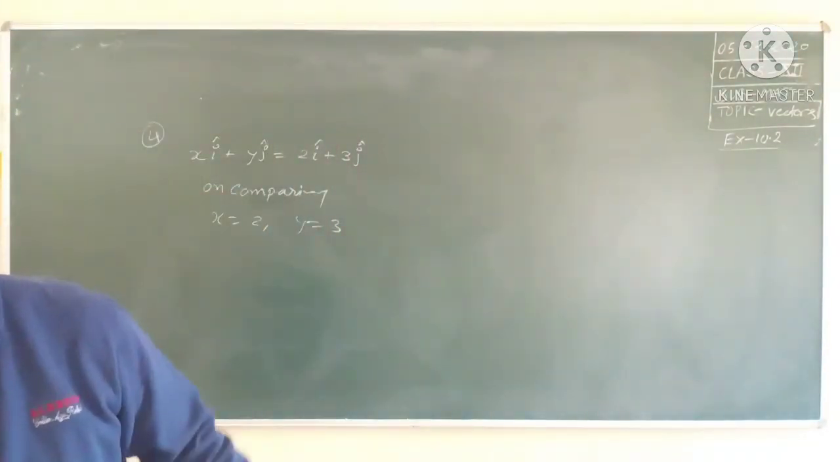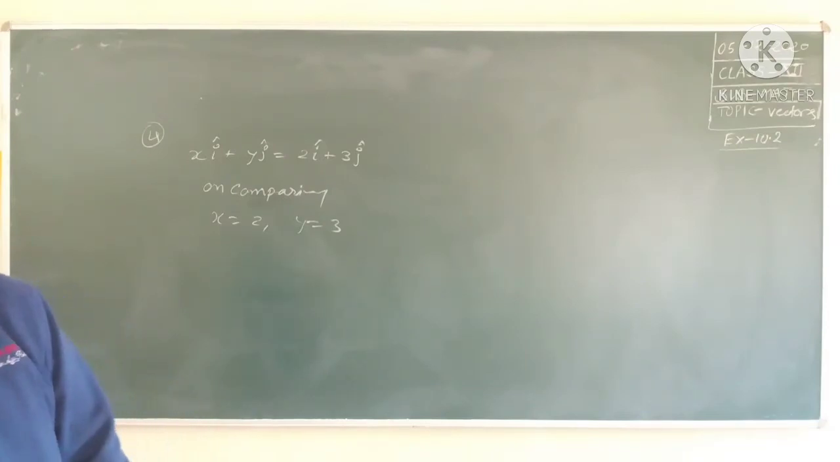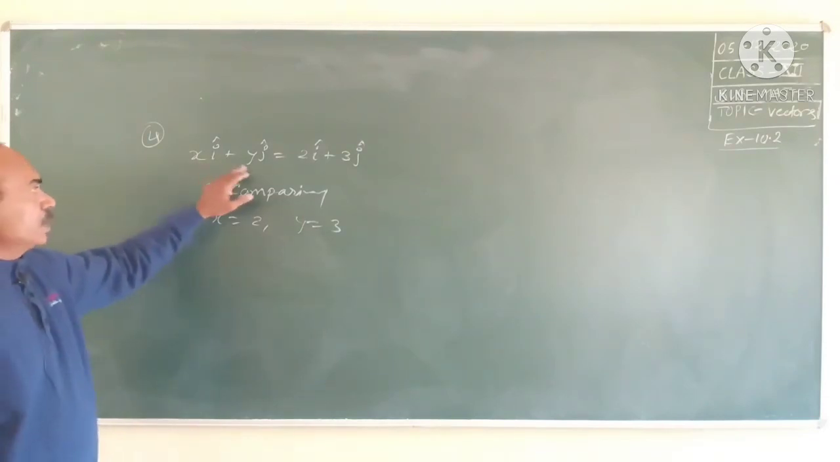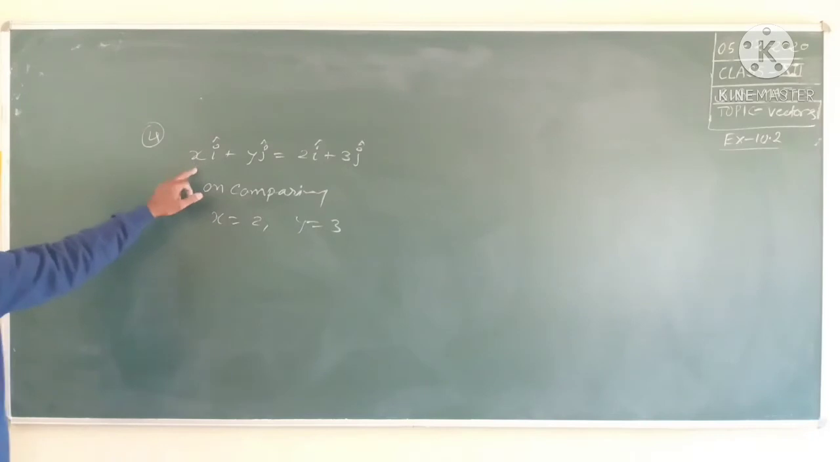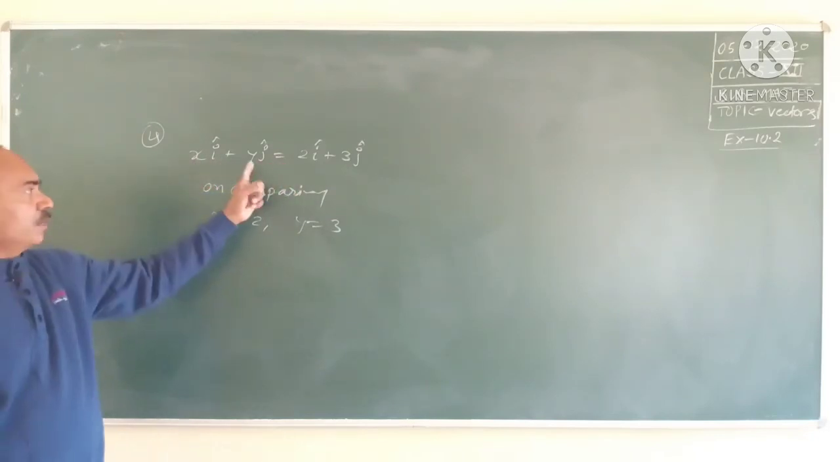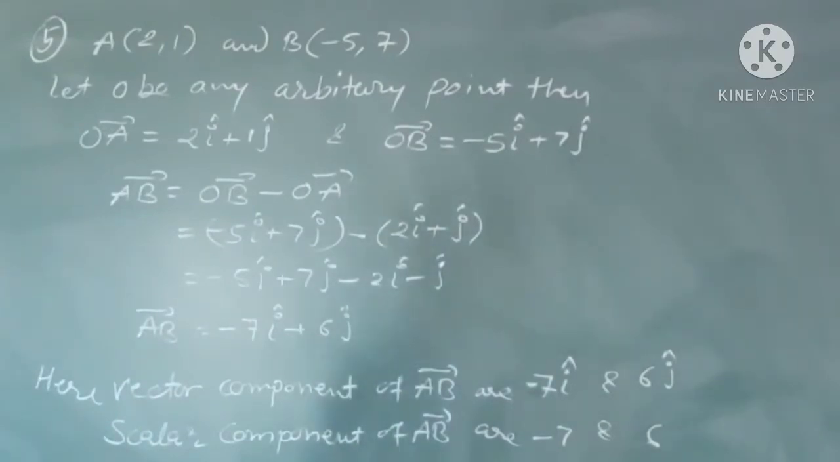In next question number 4, find the value of x and y so that the vectors 2i plus 3j and xi plus yj are equal. So xi plus yj and 2i plus 3j are equal, then compare both sides. So here x is equal to 2 and y is equal to 3. This is the answer. Okay, next question number 5.